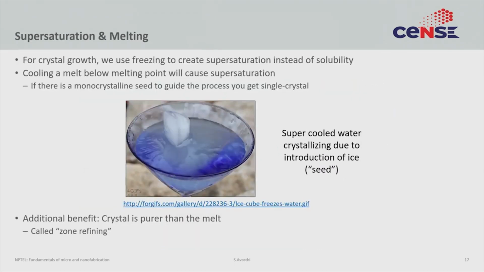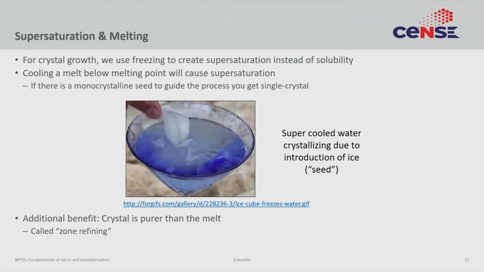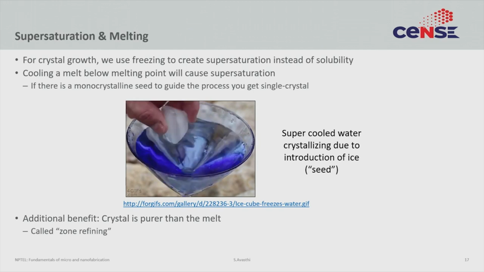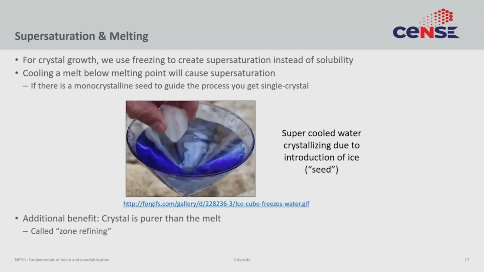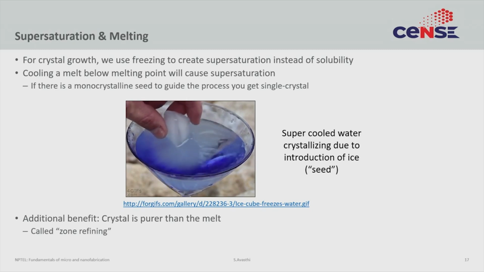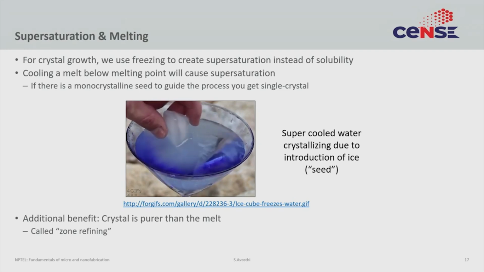Now, what we are doing in silicon is slightly different, in that we are not dissolving silicon in a solution like water. Instead, we are melting it. But the fundamental concept remains the same. We are going to create a supersaturation. How do we achieve supersaturation in a melt? Well, we cool it to beyond its melting point, right?